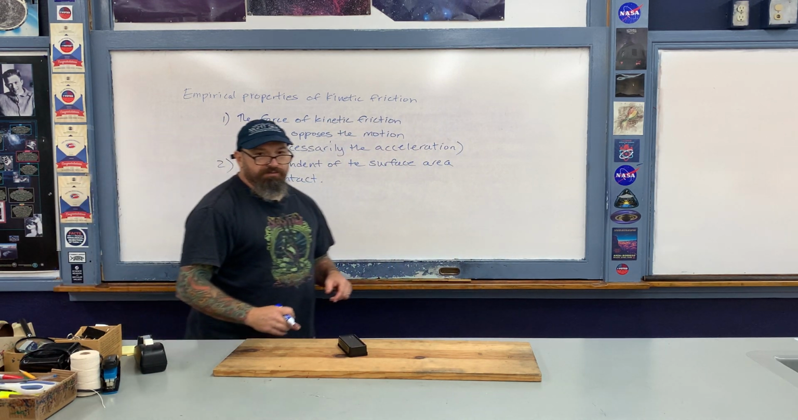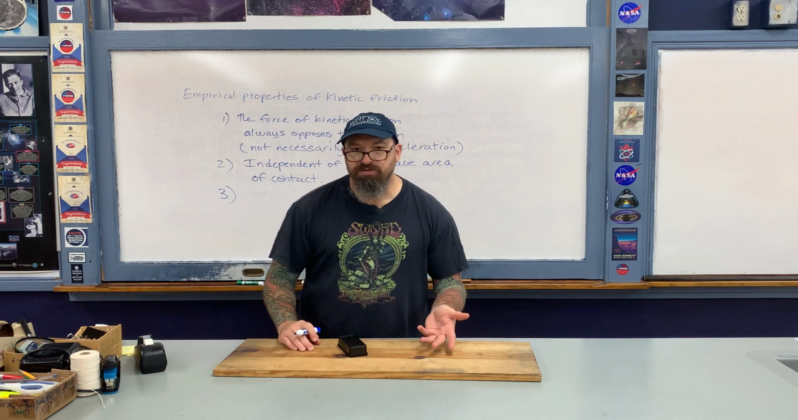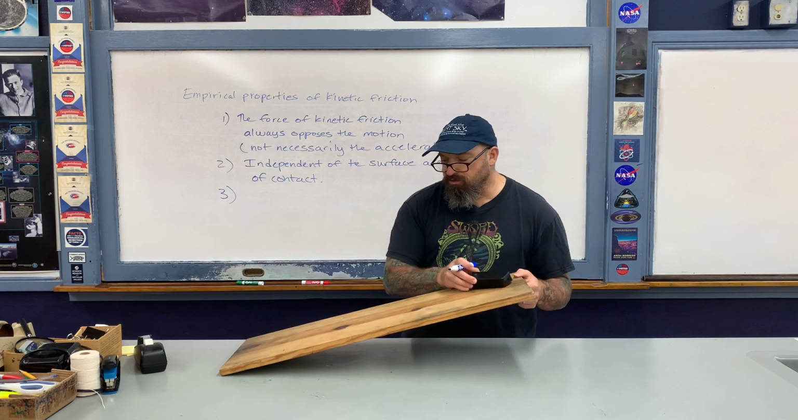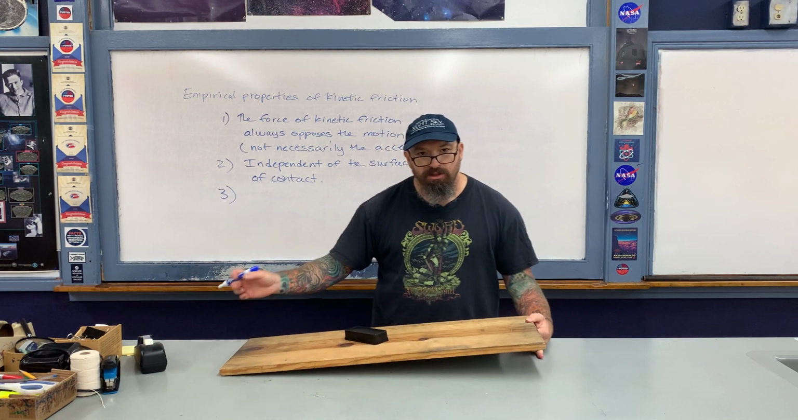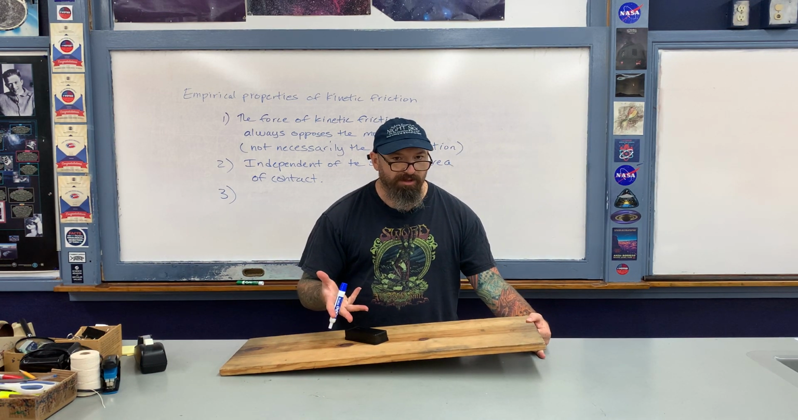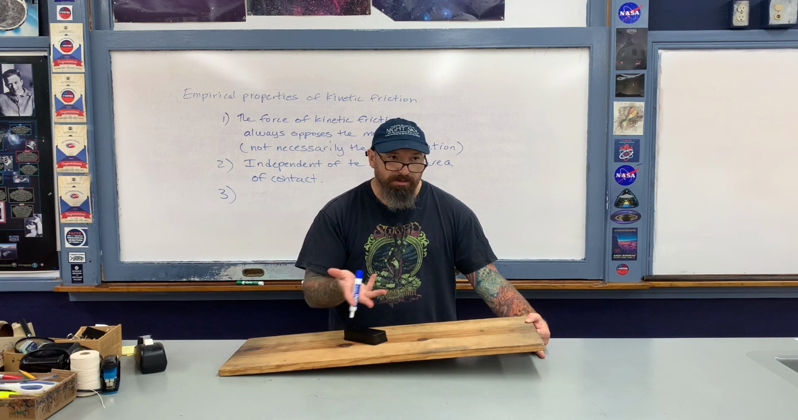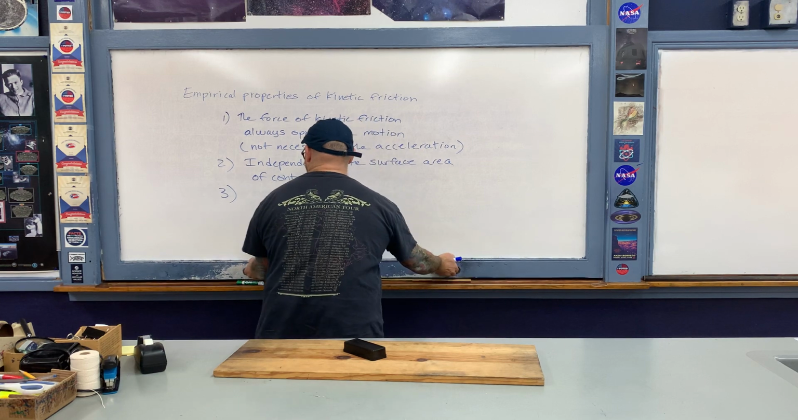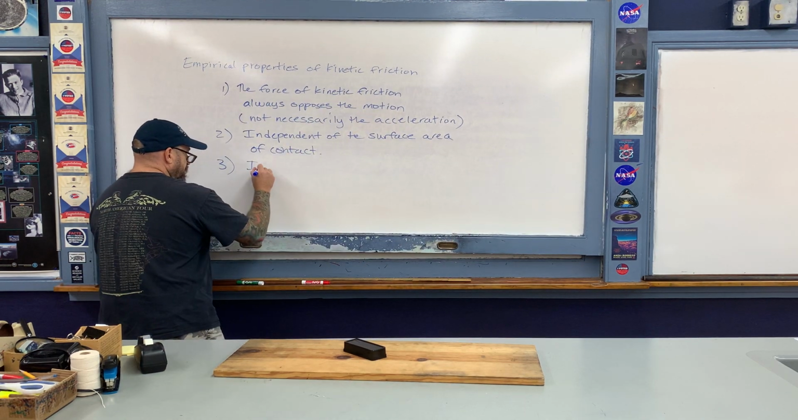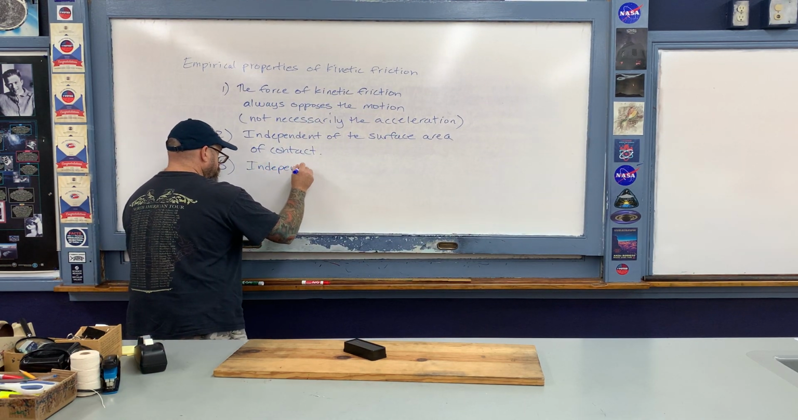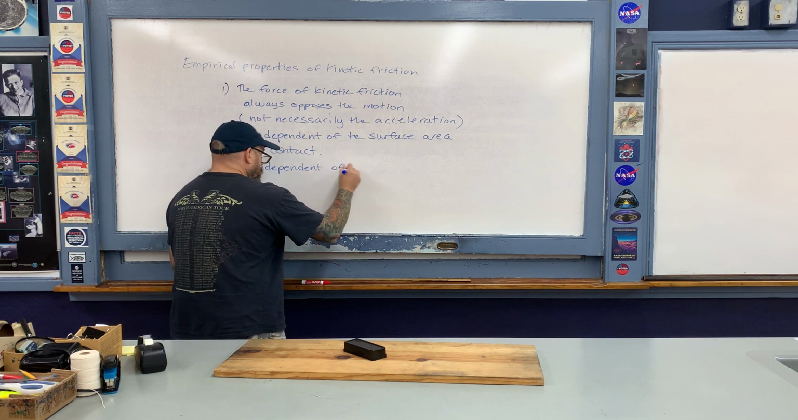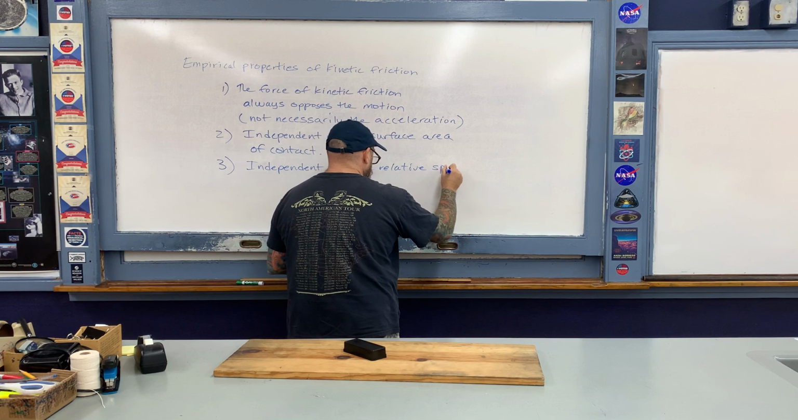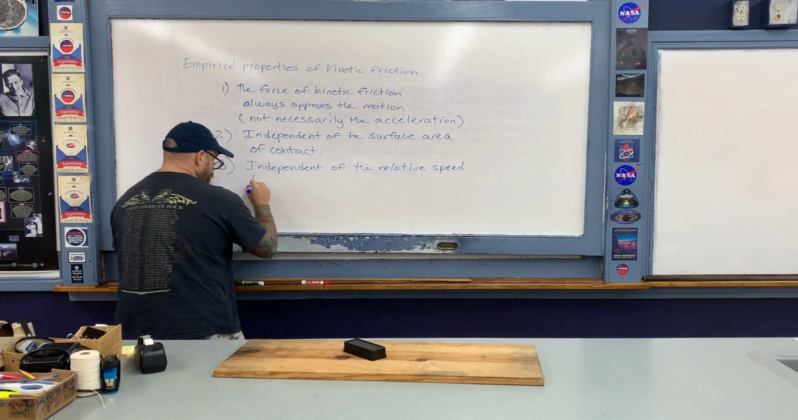the force of kinetic friction is independent of the relative speed between the two surfaces. So for example, as the eraser slows down like so in this situation, the force of kinetic friction acting upon the eraser while it's slowing down doesn't change. It's essentially a constant. So independent of the relative speed between the two surfaces.